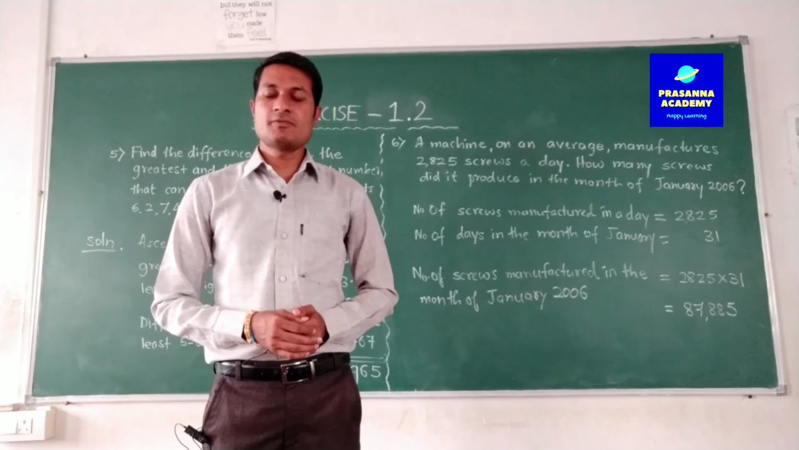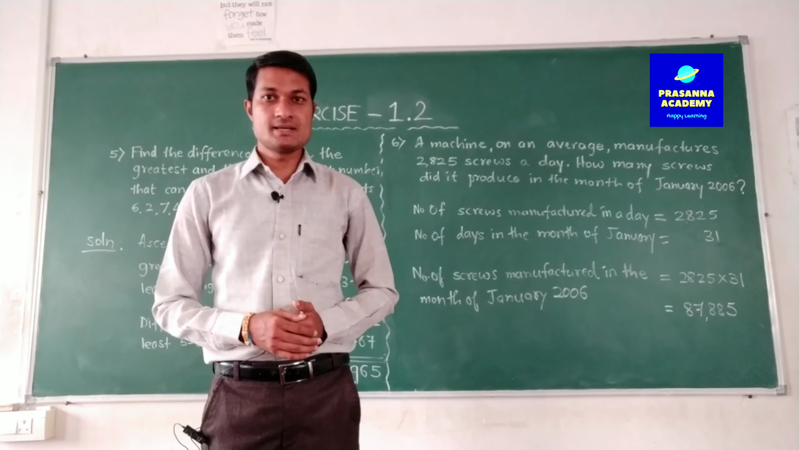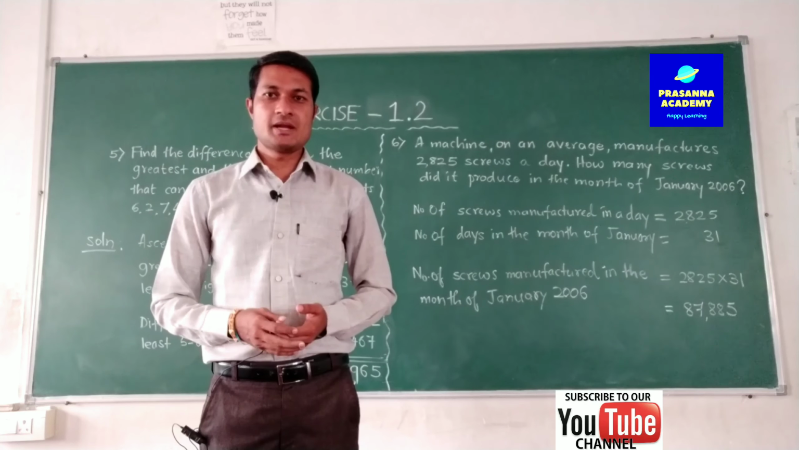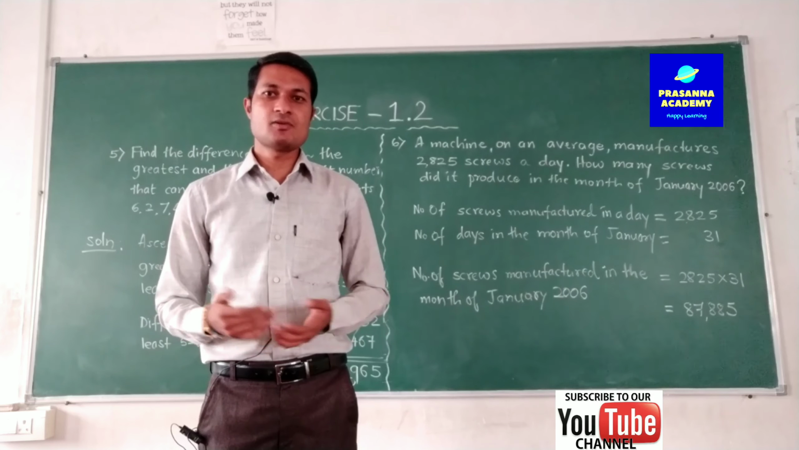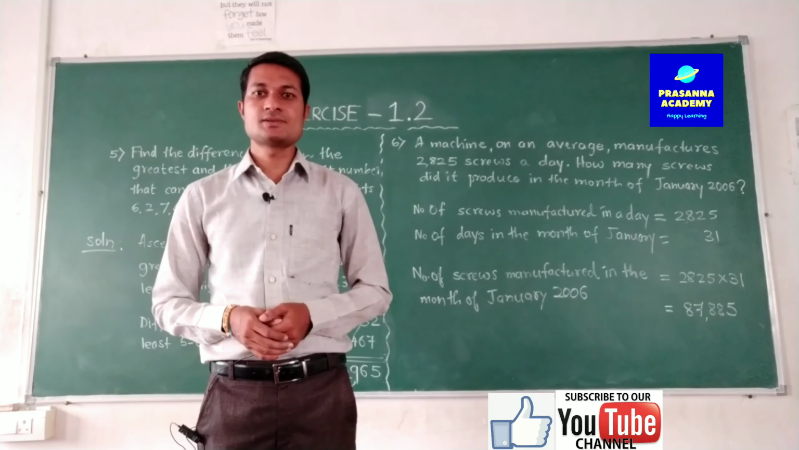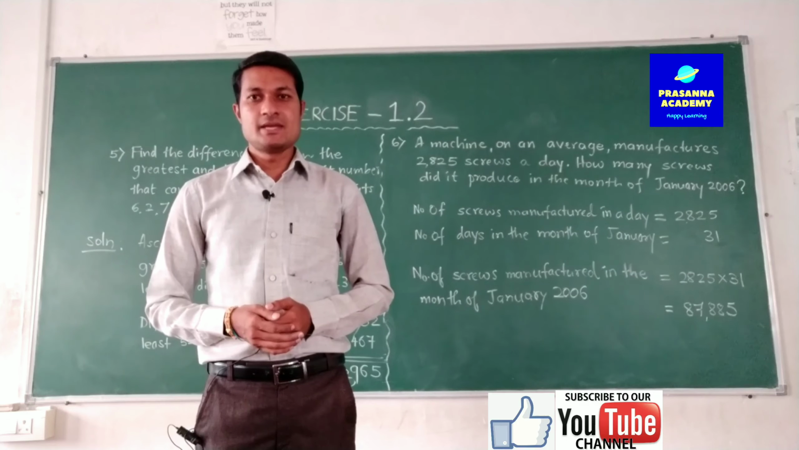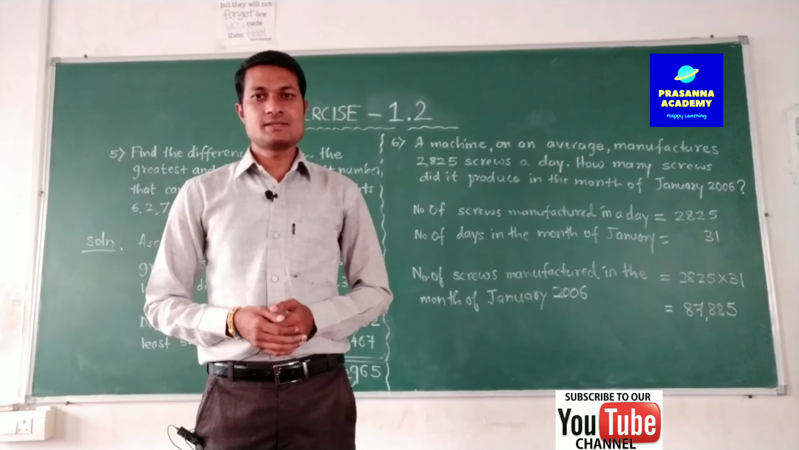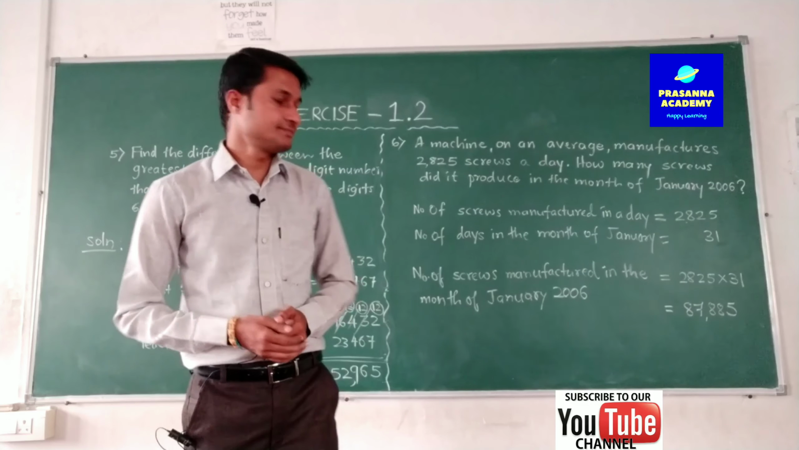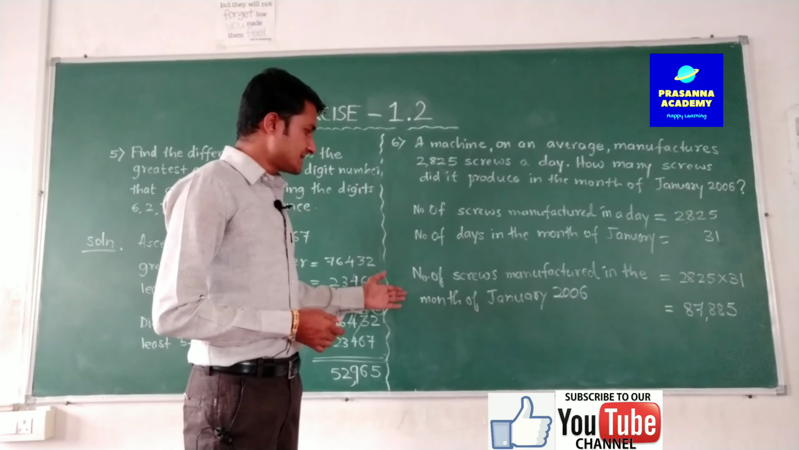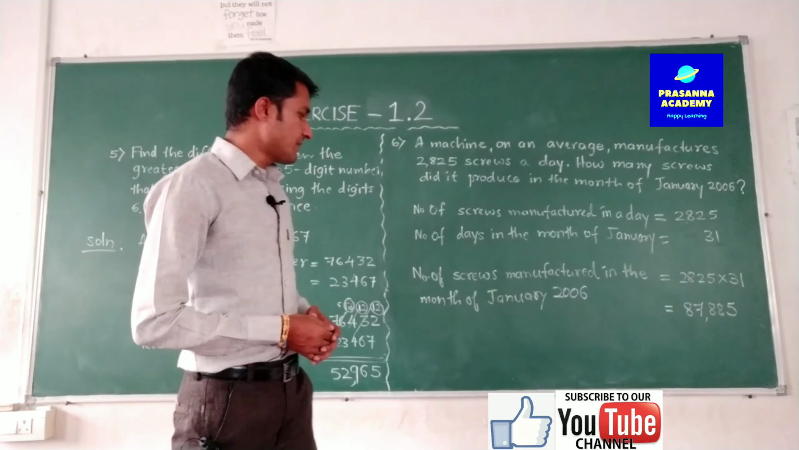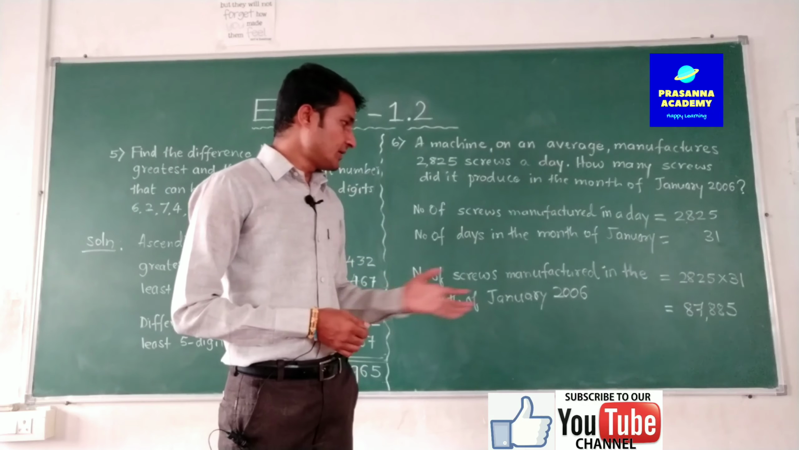Usually in the month of January there will be 31 days. It may be any year, it may be 2006, 2007 or 2020. This year also, if you check the calendar, you will find that the month of January has 31 days. Okay, then let us find out how many screws are manufactured in the month of January 2006.